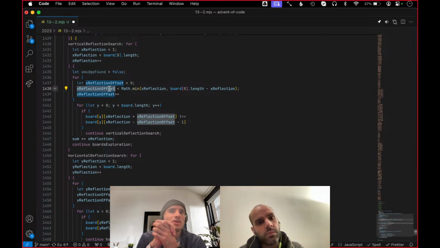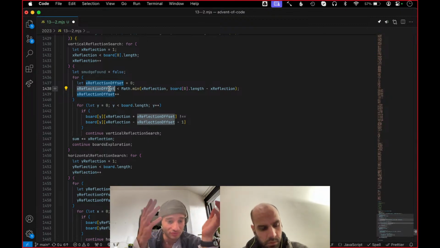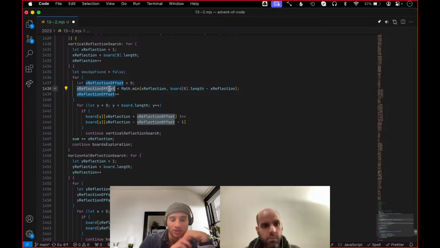But my thinking would probably be a lot slower. My thinking was to try modifying every single cell until we find a reflection, and that would add another level of squared to this complexity. Whereas this doesn't. This just finds that. So it's really smart that you went straight to that.